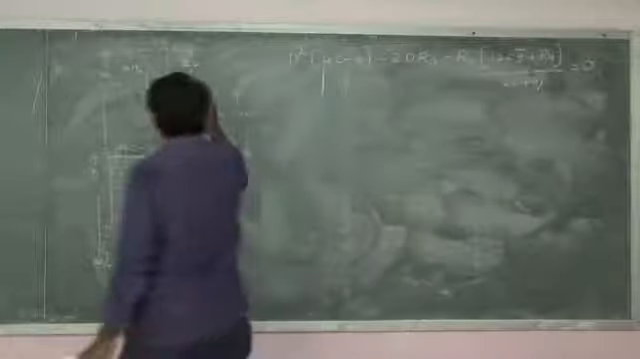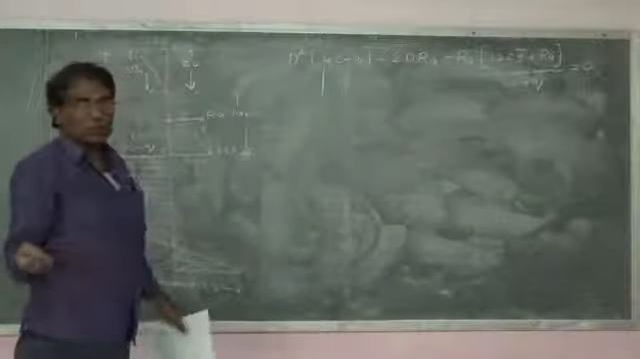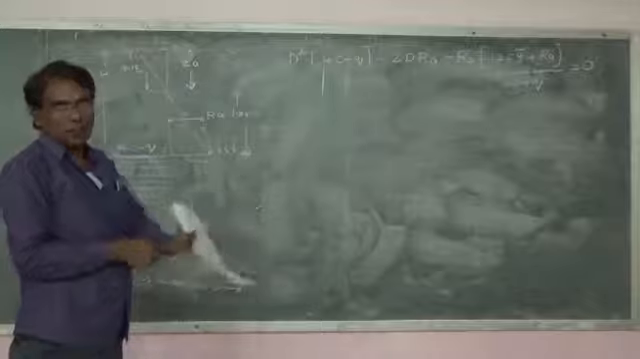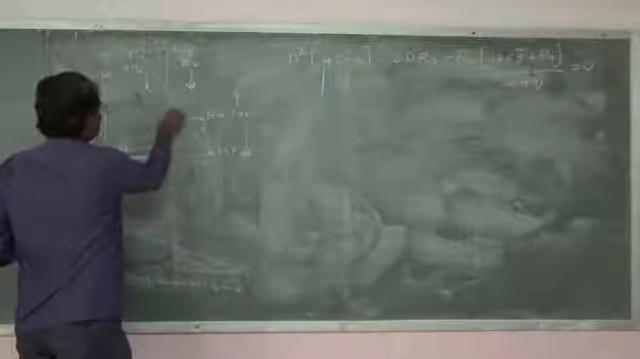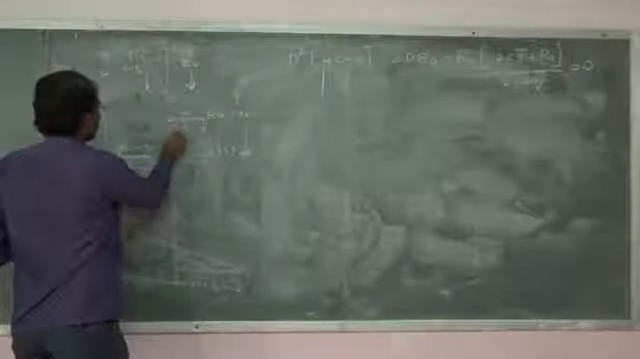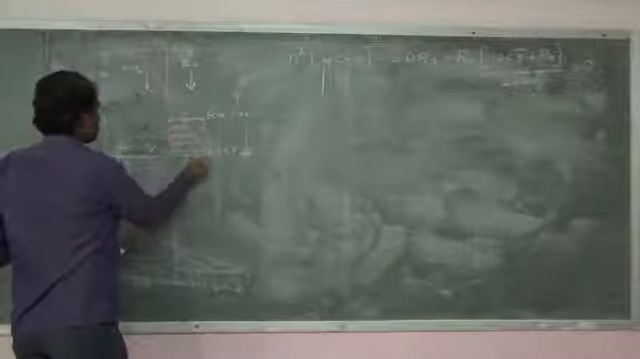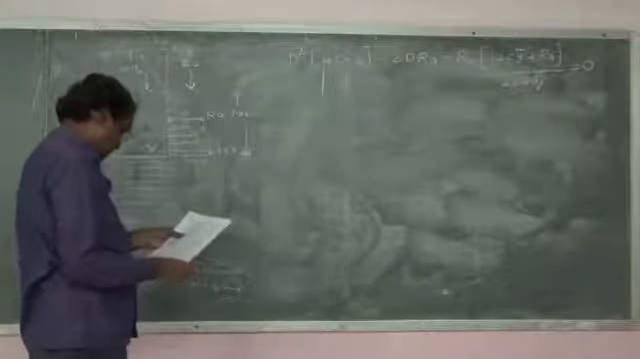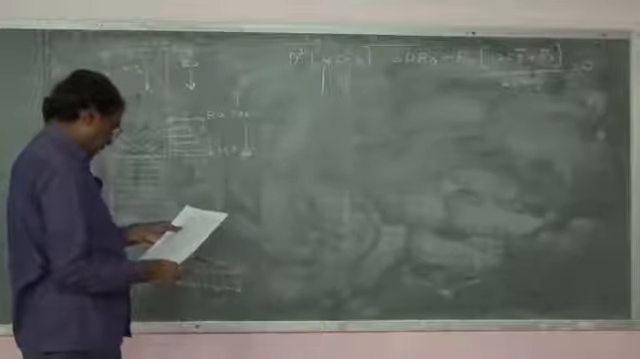RA means above the dredge line. What is the active pressure there? And this is the active pressure acting here.